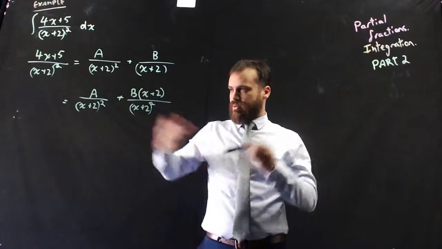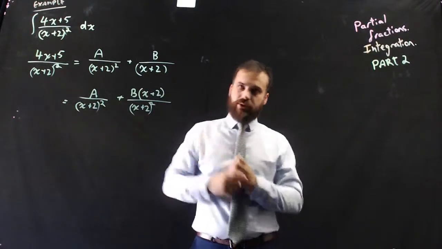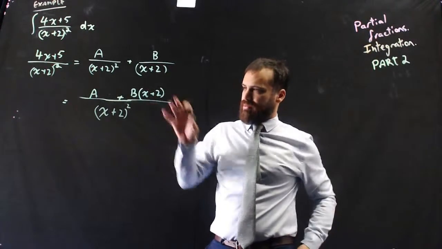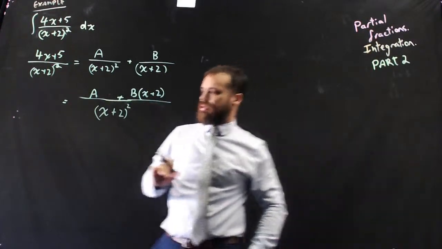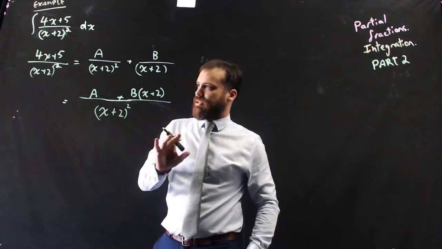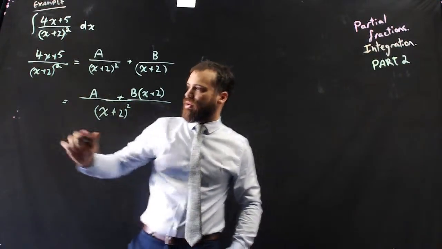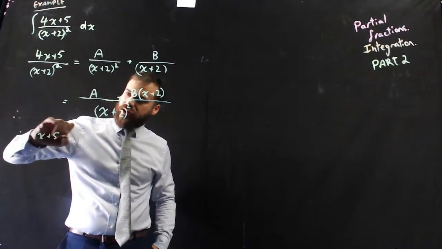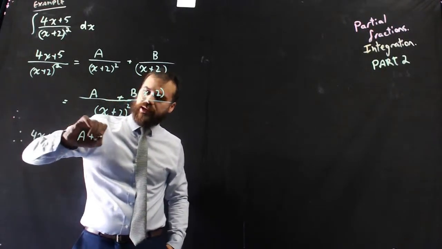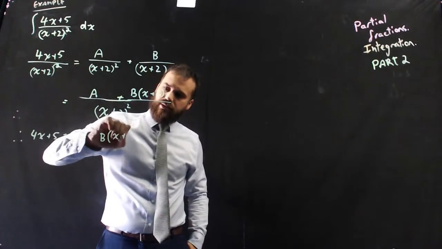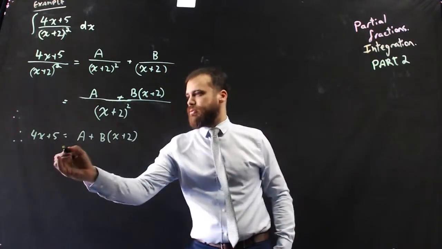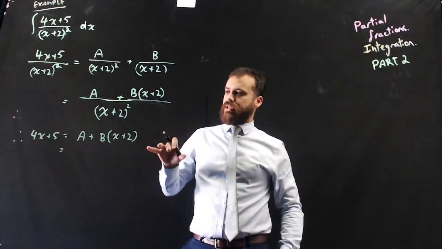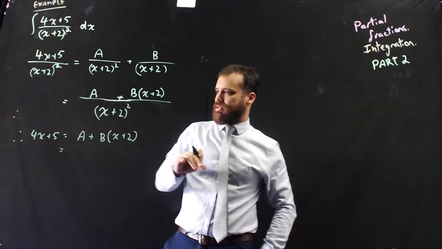And obviously then we can scoop that all together and it'll look like this: (A + B(x + 2)) over (x + 2) squared. Now that we've got something that looks like that, we can equate our numerators. So we do a little therefore: 4x + 5 equals A + B(x + 2).